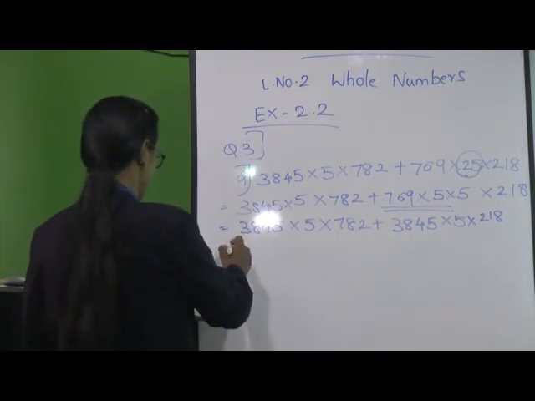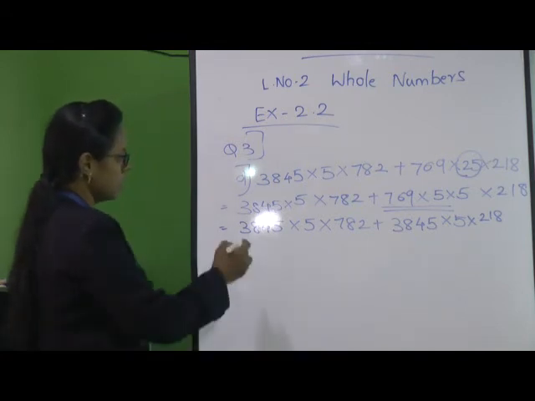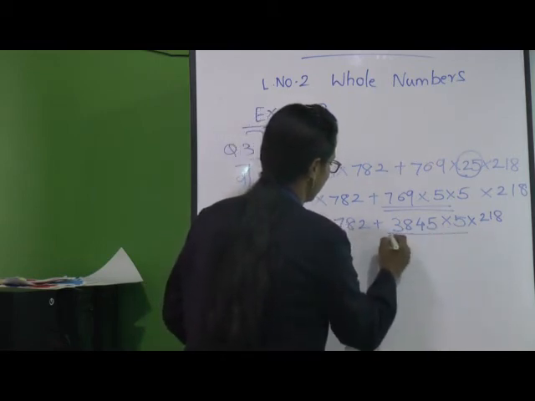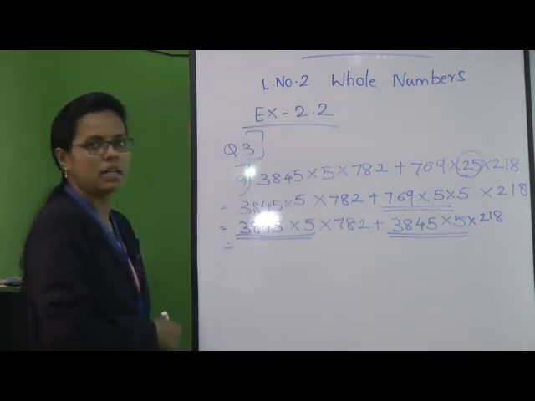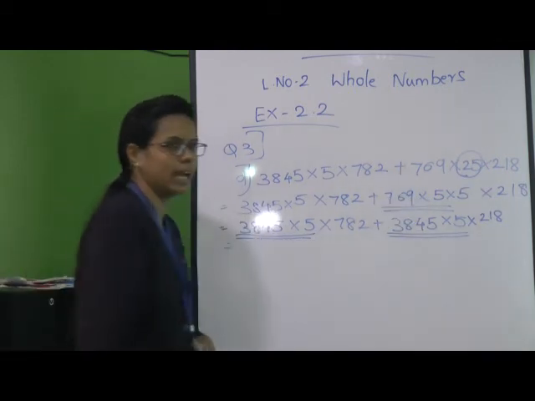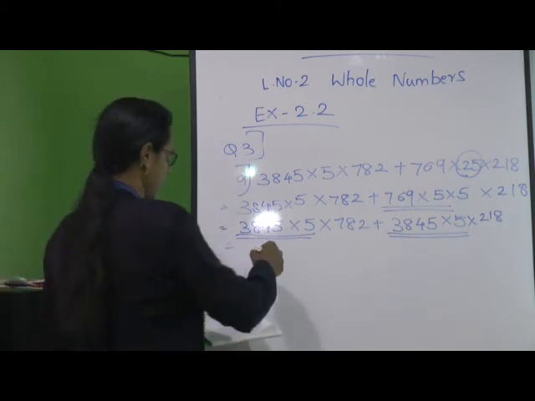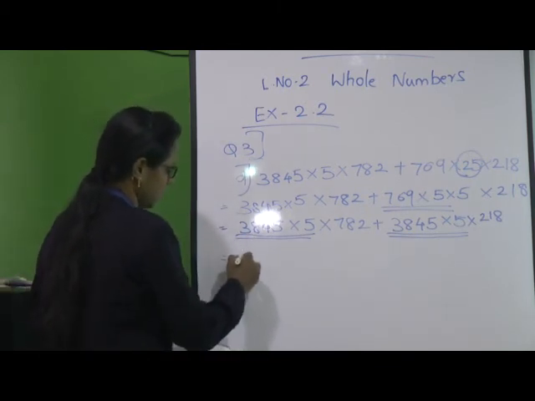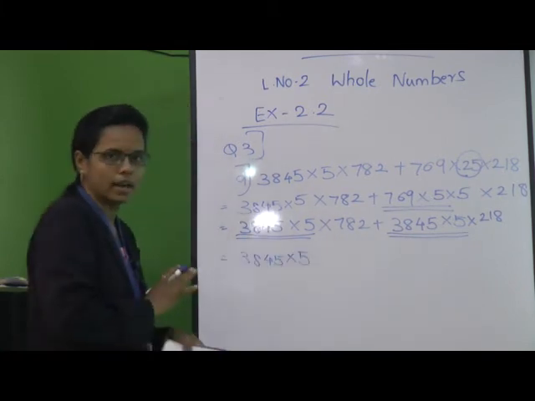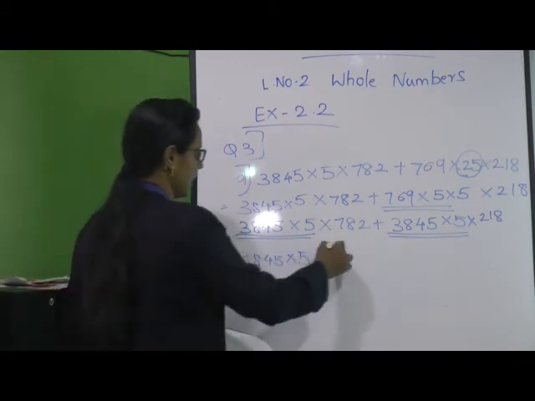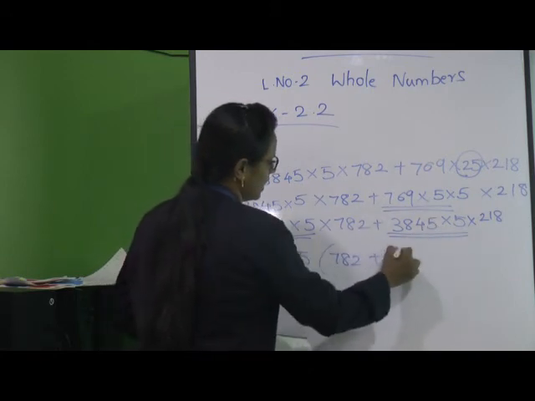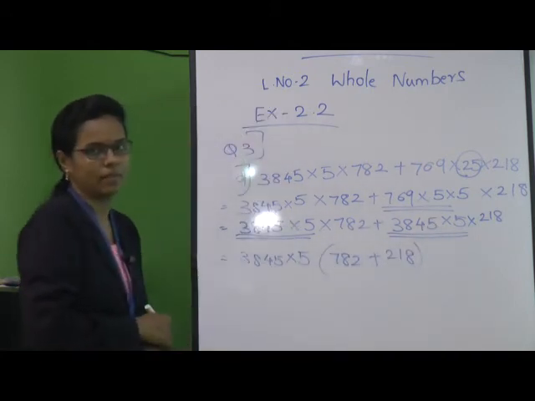Next step. Now see students, we got 3845 into 5 common here, and here also we got 3845 into 5 common, right? We got two numbers common, the remaining are 782 and 218. Let us take this common separately. So 3845 into 5 we have taken common. Okay. And in bracket now we will take 782, the symbol is plus here, and remaining is 218. Let us solve this.